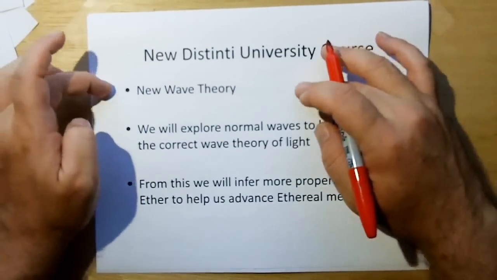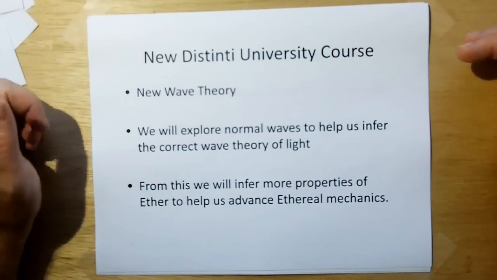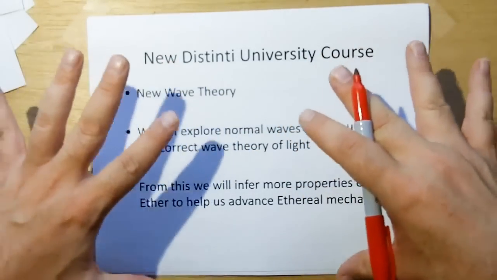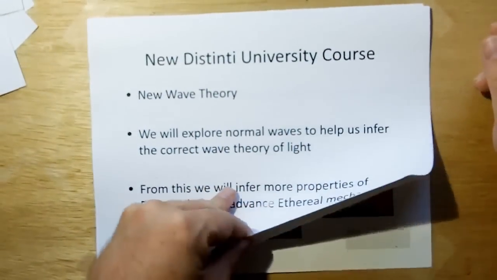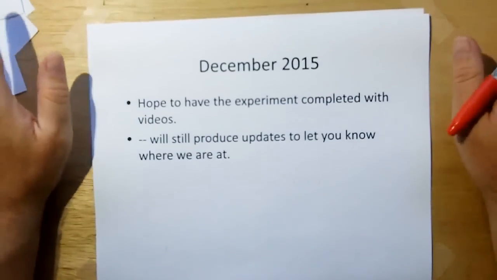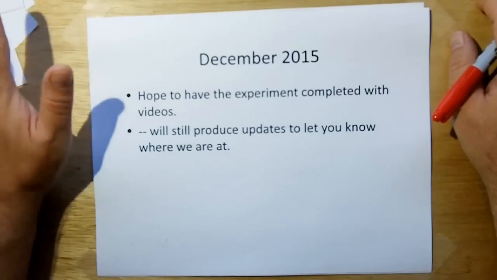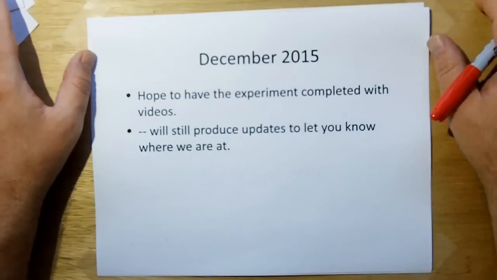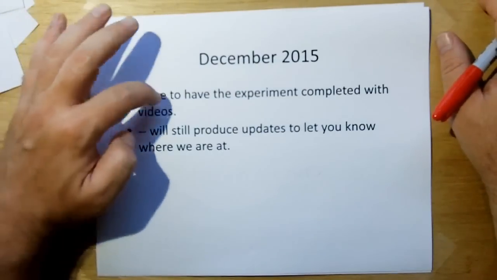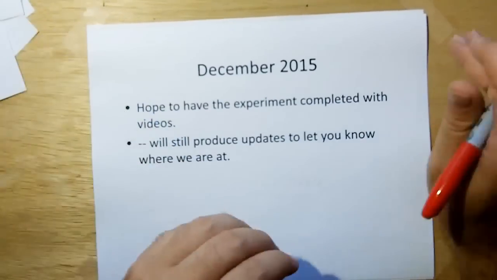And we have to start the New Wave Theory course. We need to start getting into this. It's going to be one of our 3 prongs to go down as we described at the beginning of this video. So we need to start developing the New Wave Theory stuff. I hope to have the experiment where we disambiguate the field for induction completed, with videos of course, by December 15th. And I'll still be producing updates on this as we go. I won't leave you in the dark. You'll know where we are with this as we go along.